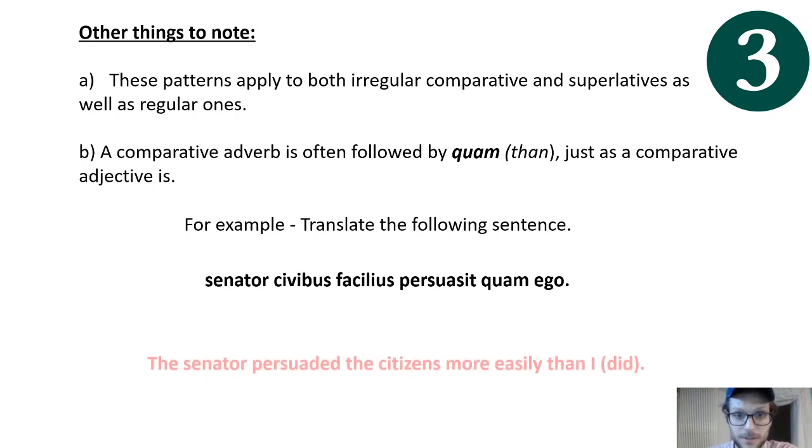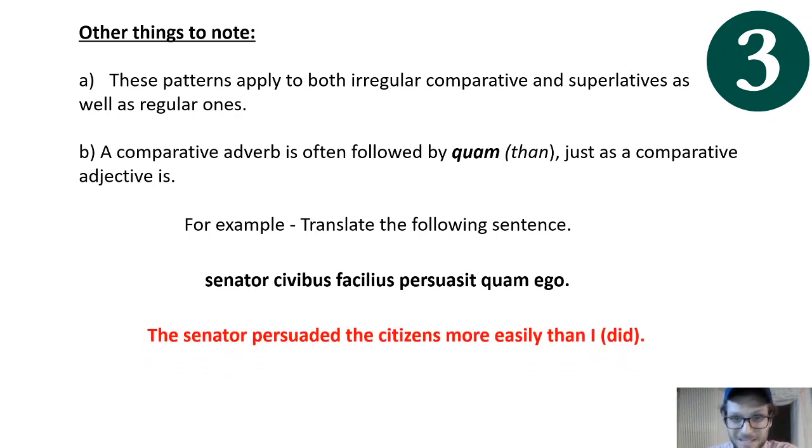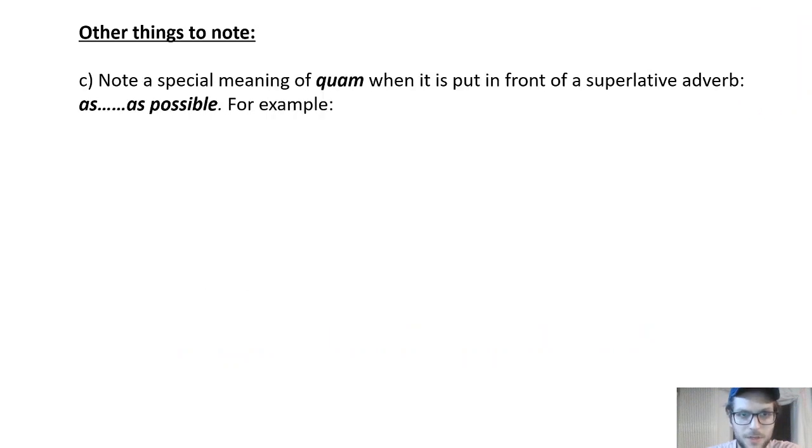So, this just means the senator persuaded the citizens more easily than I did. The senator, civibus, it's in the dative plural because persuasit takes the dative. Facilius is our comparative adverb, more easily. Quam, than; ego, I; did. Okay, cool.